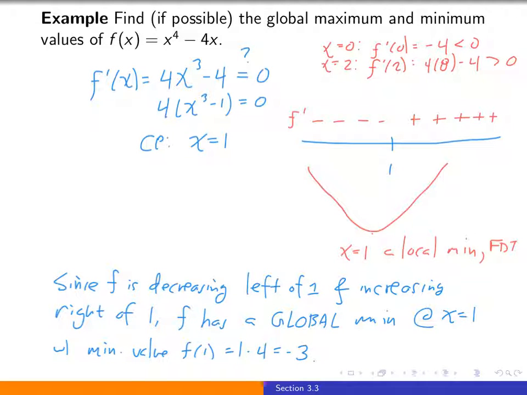This kind of application of the first derivative test in some texts would be referred to as the first derivative test for absolute or global max and mins. If you have a single critical point, such as the situation here, and the first derivative changes there, say from negative to positive, that would guarantee instead of just a local min, an absolute or global min. If it was the opposite, where you went from increasing to decreasing, you would be guaranteed a global maximum.